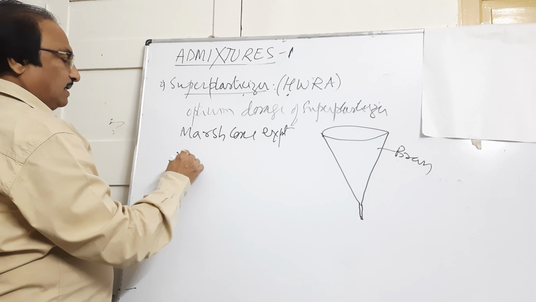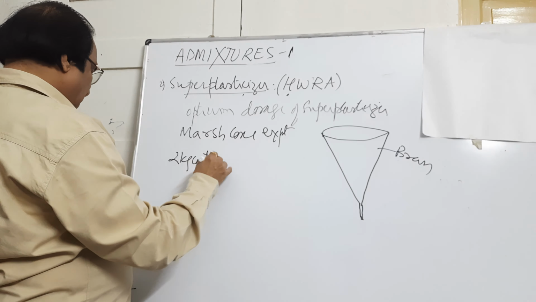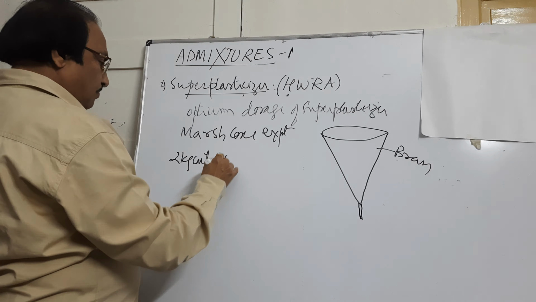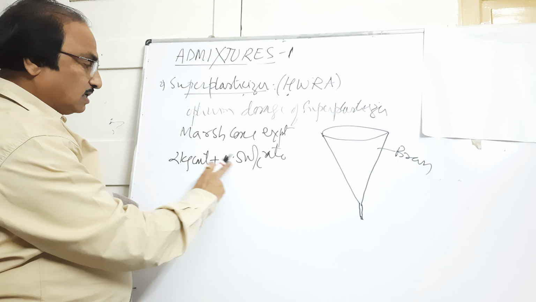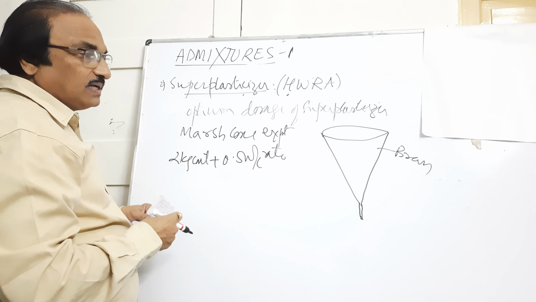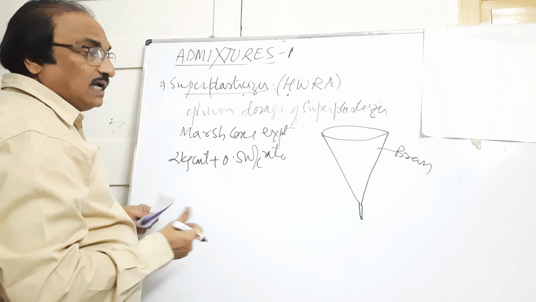2 kg of cement. To that we add 0.5 water cement ratio. In that, this is one set, 2 kg cement, 0.5 water cement ratio, means how much will be the water? 1 kg of water. We mix it. In that, we go on changing the superplasticizer.